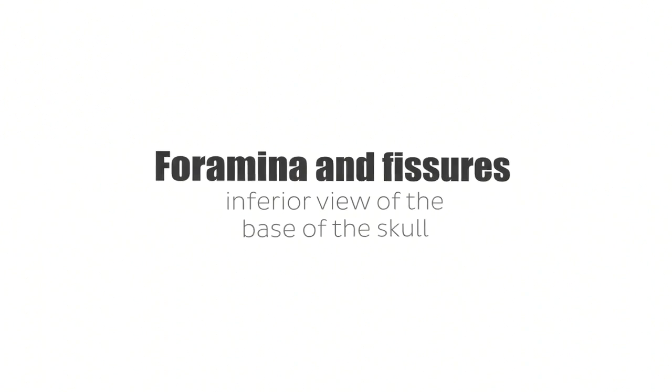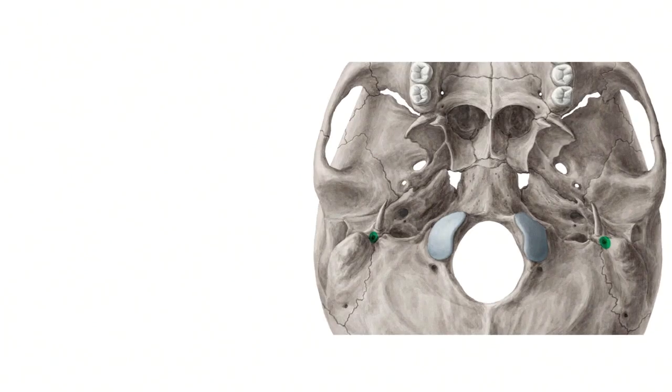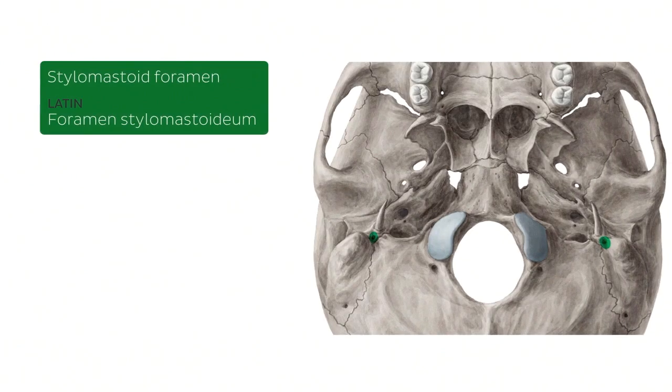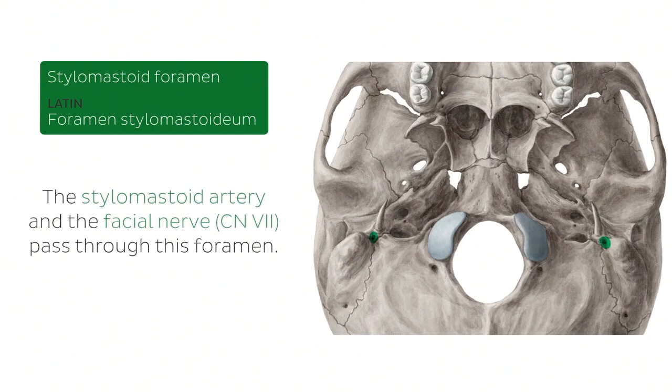Now, the first ones that we see here are two that are known as the stylomastoid foramina. Foramina is plural for foramen. They are located on the temporal bone between the styloid process, as you can see here, this is the styloid process, and this process here is the mastoid process. The stylomastoid artery and the facial nerve pass through these foramina.